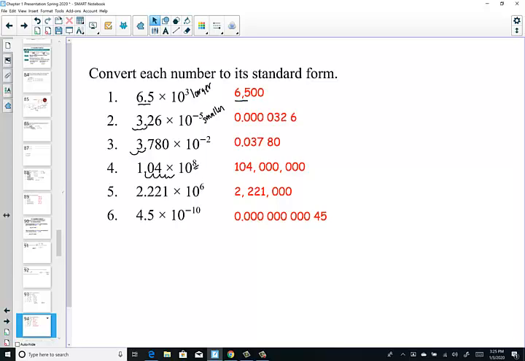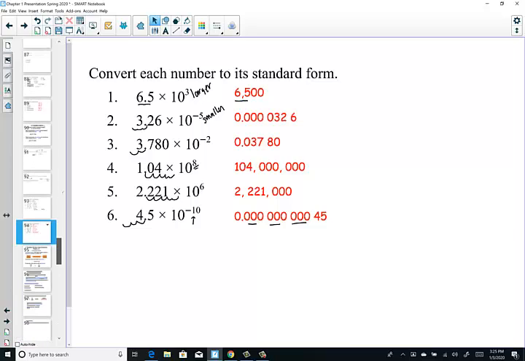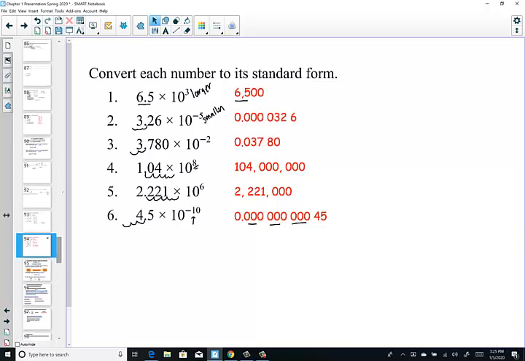2.221 times 10 to the 6 says make the number larger, and we did so by moving the decimal 6 spots to the right, giving us 2,221,000. And the last one, 4.5 times 10 to the negative 10, we want to make the number smaller, so move the decimal 10 spaces to the left, and when we did so, you have 3, 6, 9 zeros, then the number 4, 5, and we've obeyed all of the rules for significant digits. Good work.